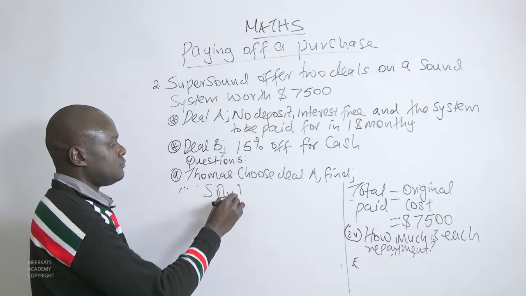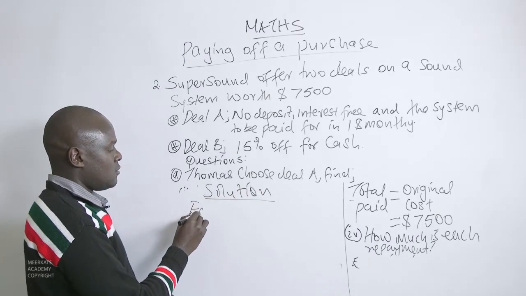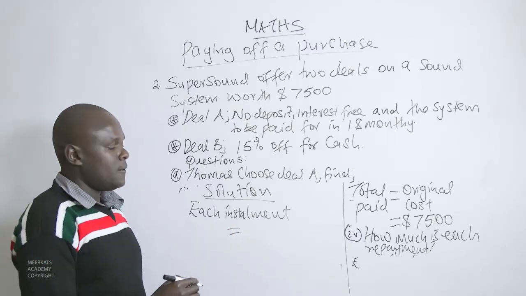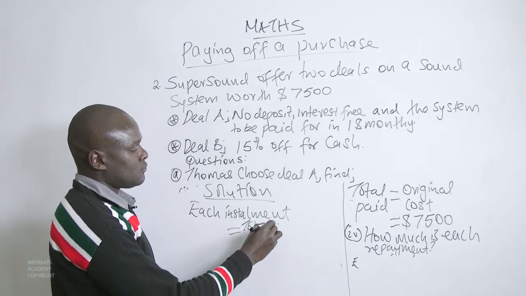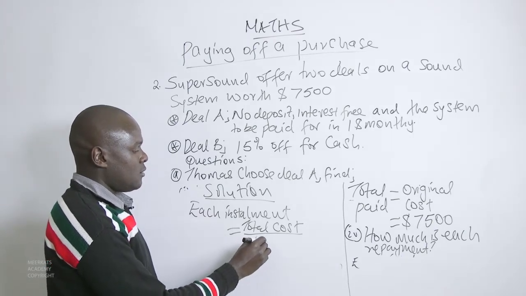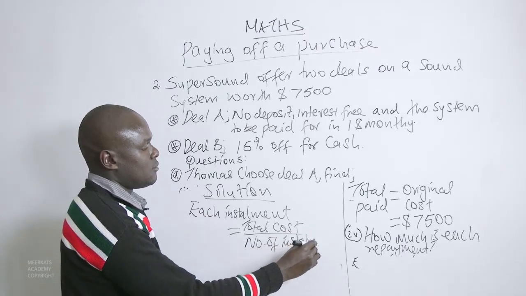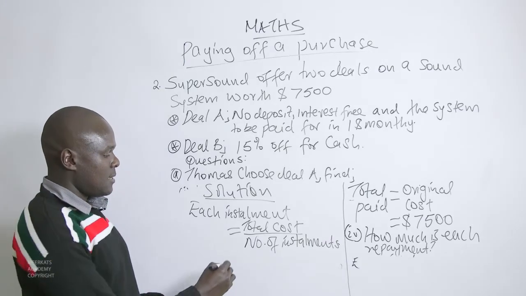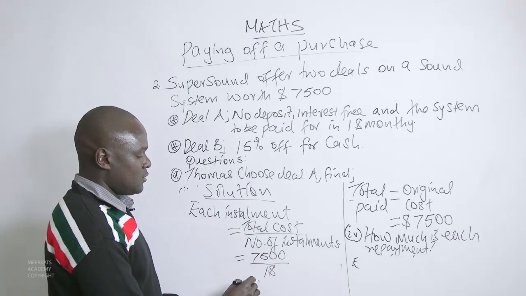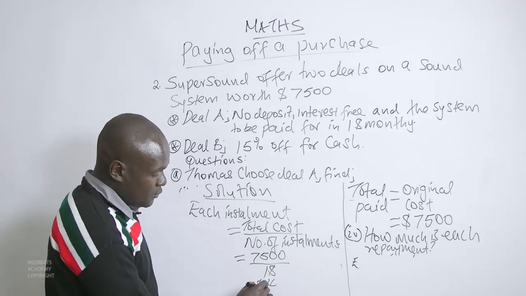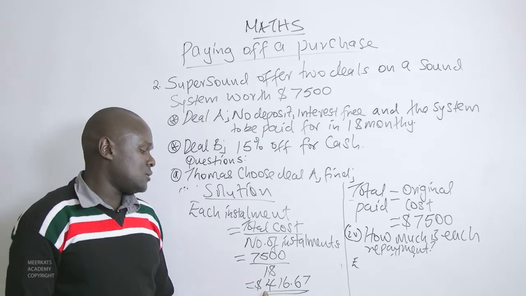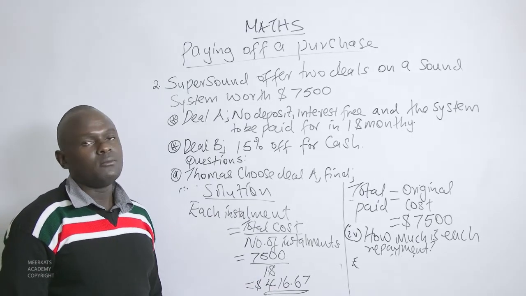Let us write it here. Each installment will be the quotient of the total cost of the sound system out of the number of installments that he is supposed to make. The total cost we have said is $7,500. The number of installments is 18. This will give us the value of each installment as $416.67. This will be the amount to be made in each repayment.